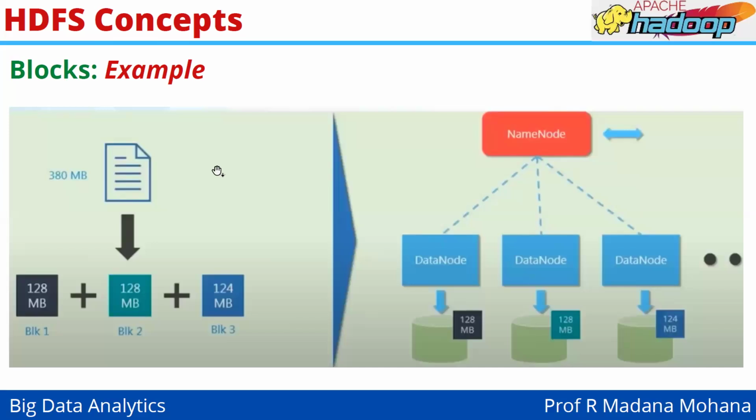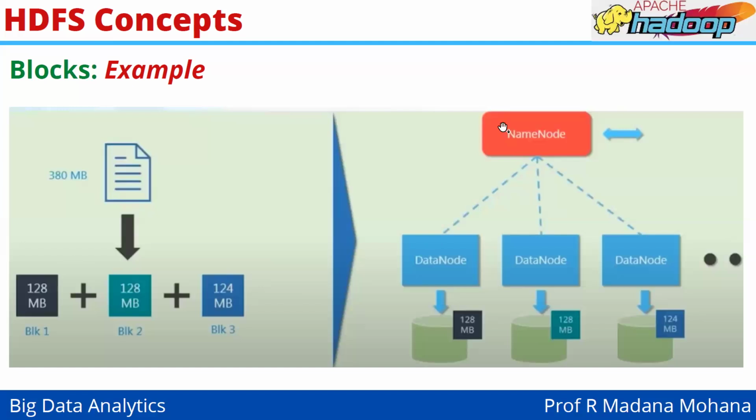Let us see an example of blocks. Here we have one file of 380 MB. As per the HDFS default, each block takes 128 MB. Now the 380 MB is divided as shown below: 128 MB in block 1, then 128 MB in another block, then the remaining balance of 124 MB is stored in block 3. Here, out of 128 MB, 4 MB is free. Actually, the maximum capacity is 128 MB. So like that, it can be split.